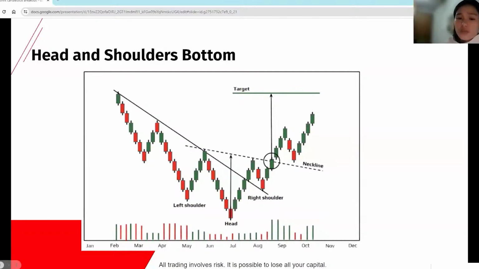Here's the head and shoulders bottom, which is just the opposite of what we were talking about with the top. So here instead of an ascending trend line, we have a descending trend line. The head is, I guess in this case, not really a high since it's a swing low. But once price breaks out of that trend line and retests that trend line from the top, it's then formed a right shoulder. Once it breaks out of that neckline, we then go in for a buy towards that target.